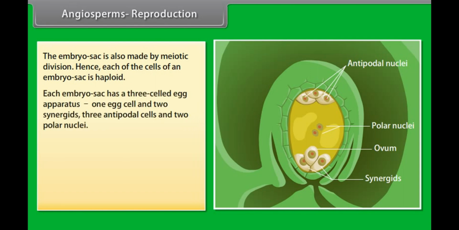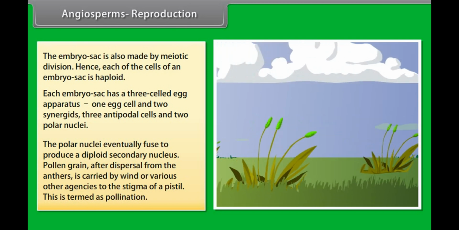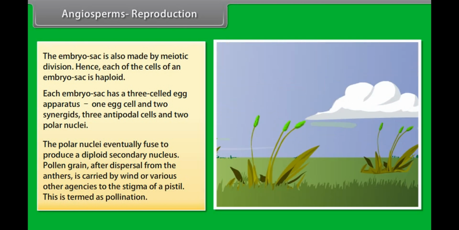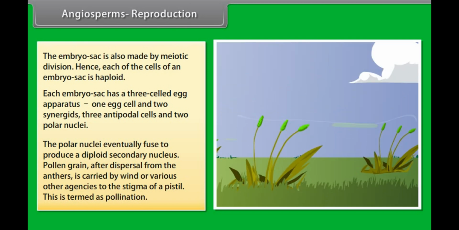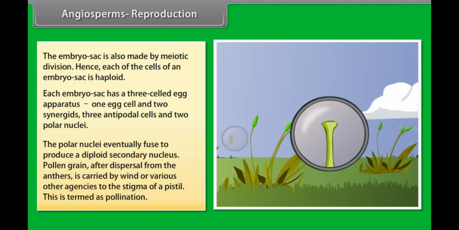Each embryo sac has a 3-celled egg apparatus, 1 egg cell and 2 synergids, 3 antipodal cells and 2 polar nuclei. The polar nuclei eventually fuse to produce a diploid secondary nucleus. Pollen grain, after dispersal from the anthers, is carried by wind or various other agencies to the stigma of a pistil. This is termed as pollination.